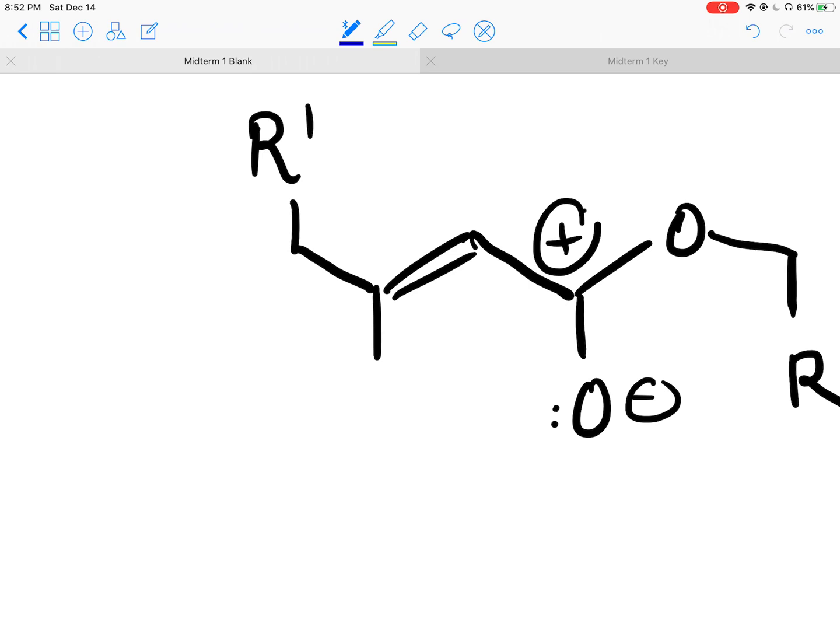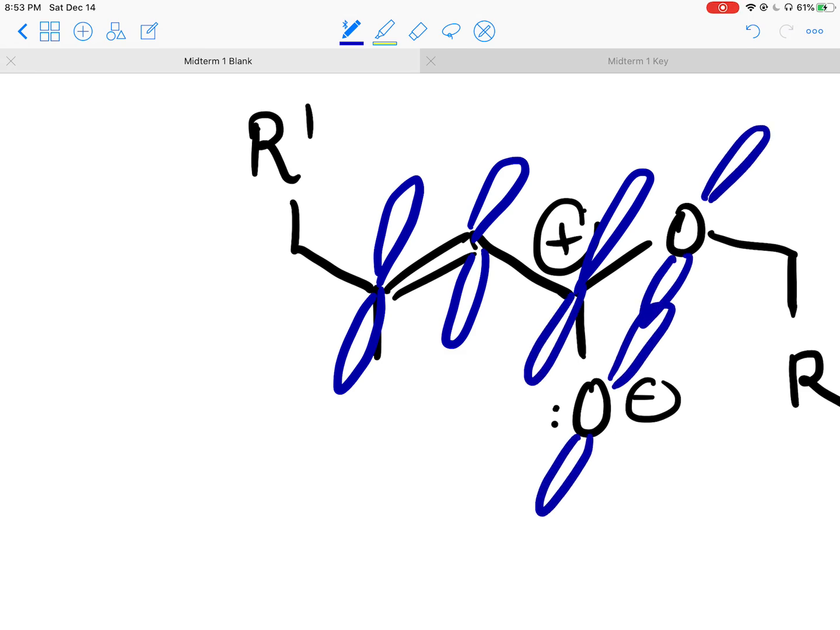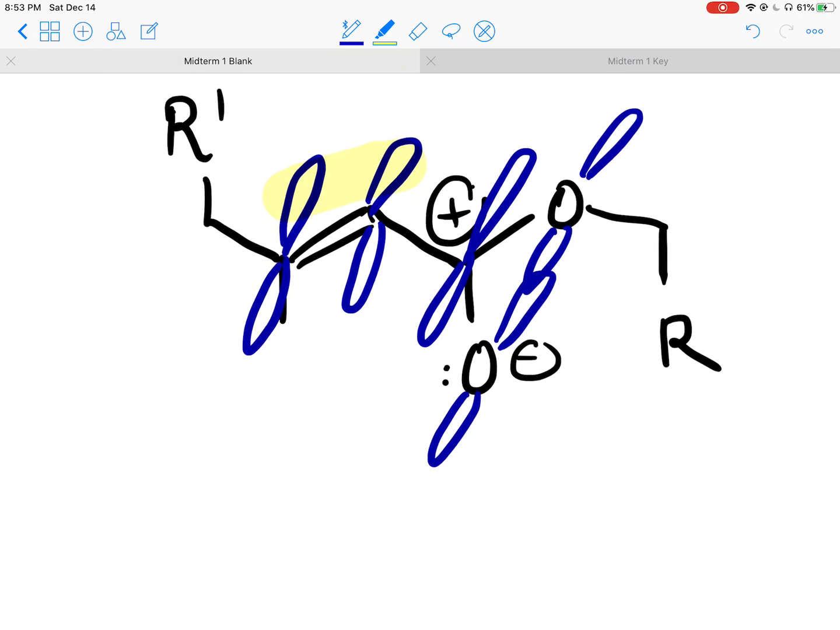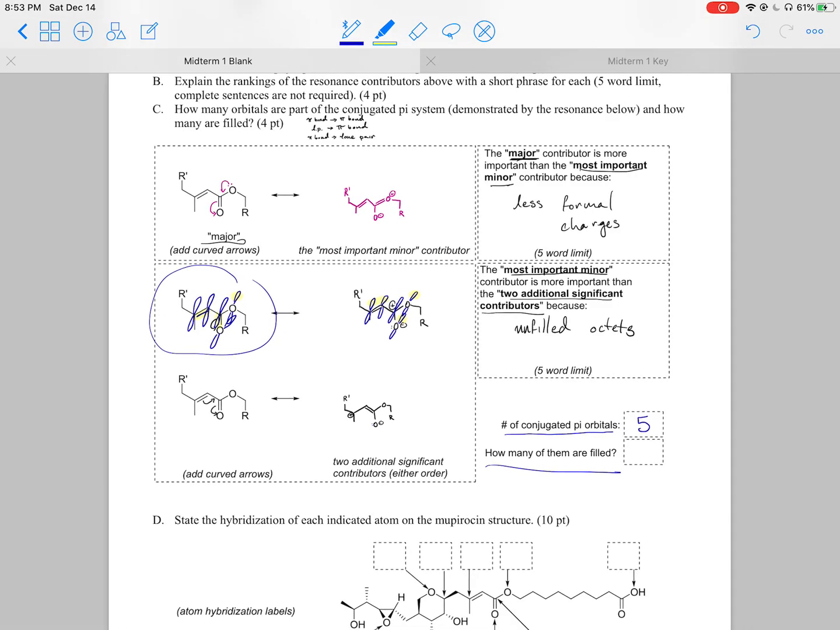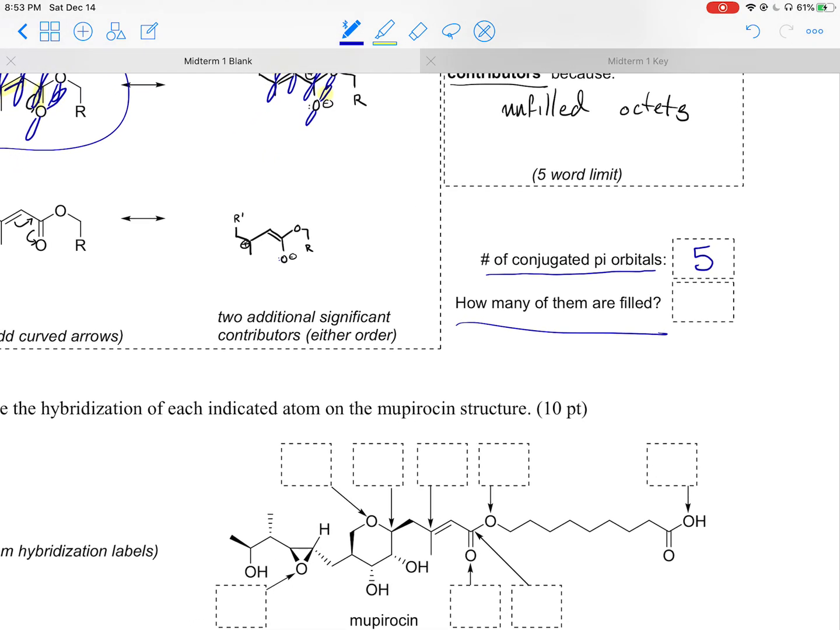Again, if we draw the pi here, pi here, pi here, pi here, and pi here, there are 2 here. There isn't any on this carbocation because it's an empty p orbital, but there's 2 on this oxygen, and there's 2 on here. So you can double check that with all of them. By the way, there's 6 electrons in these conjugated pi orbitals, so 3 of them are filled at any time in any of these resonance contributors.